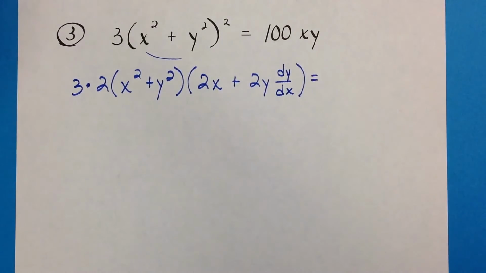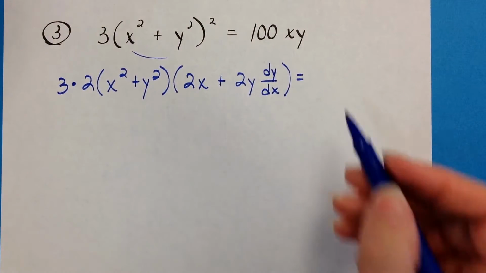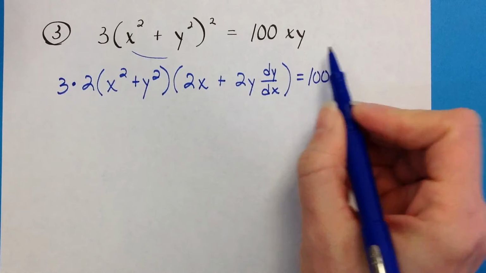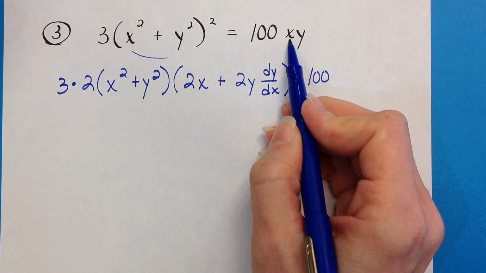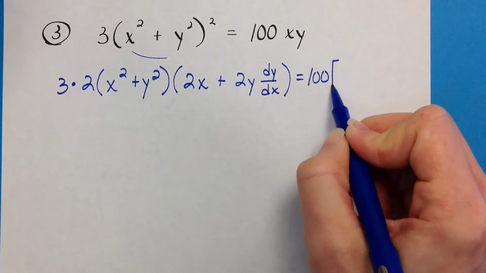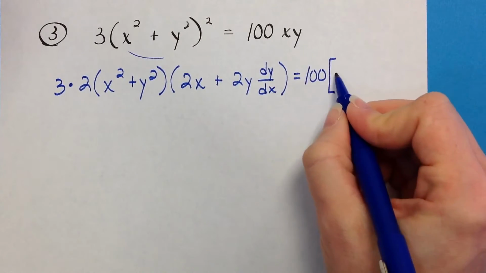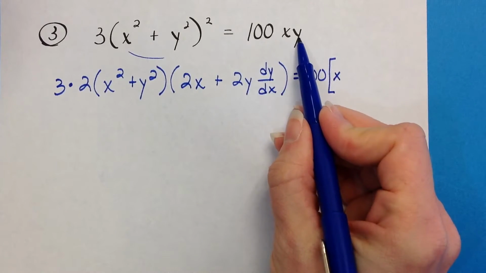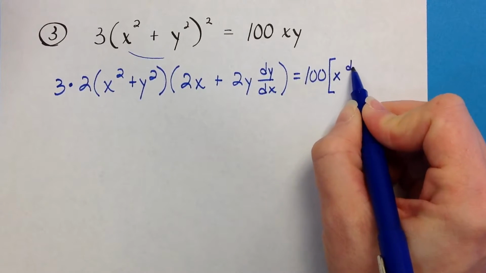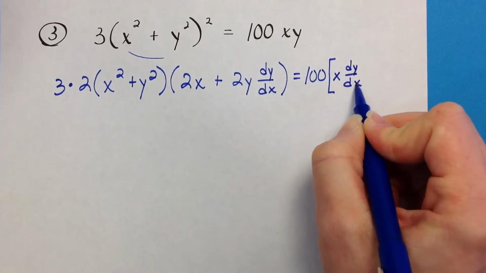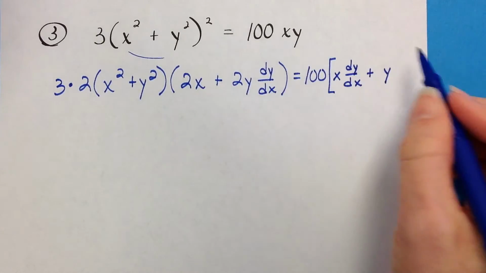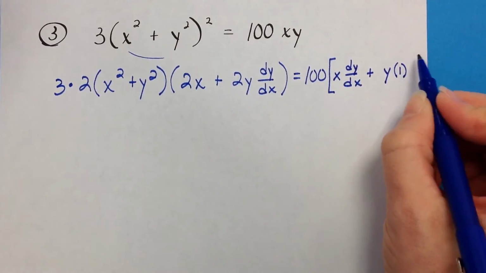Okay, equals. Now on the other side, again, the 100 could just be treated as a constant multiple, but when you take the derivative of the xy, that's going to require product rule. Okay, so first function, derivative of second, so the derivative of y would be 1 dy dx plus second function times the derivative of the first function.